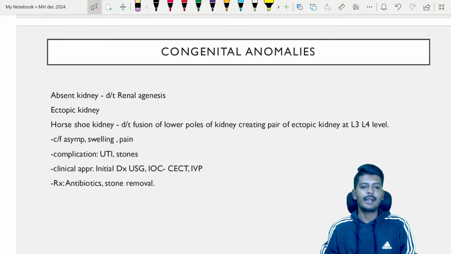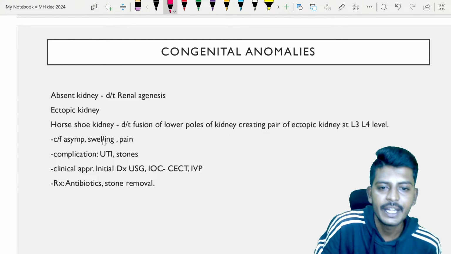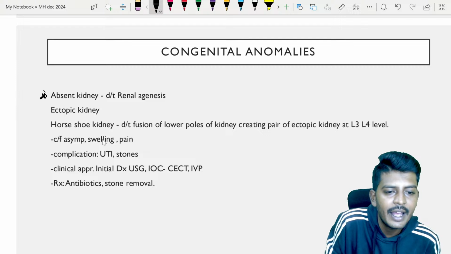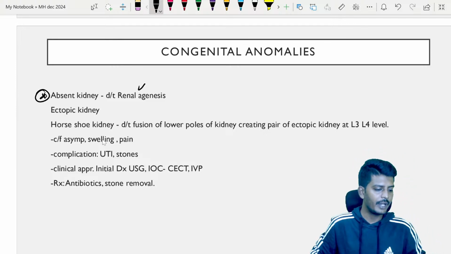So congenital anomalies, the first and most important thing we need to understand: absence of a kidney. Absence of a kidney means congenitally the kidney has not formed. That is only called renal agenesis. What do we call it?